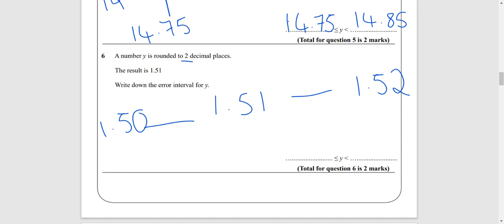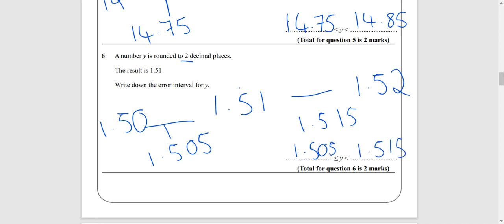1.50. All that we do now is find the midpoint between this and this. 1.50 and 1.51 is 1.505. And then we would have 1.515. And we just write them in our answer boxes.